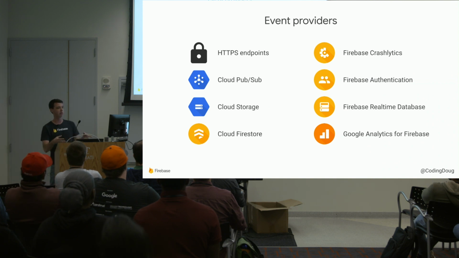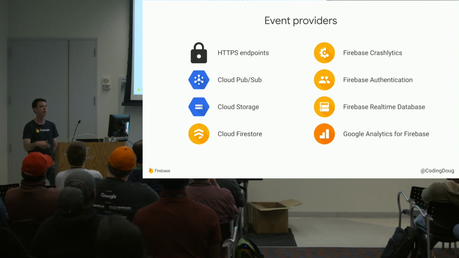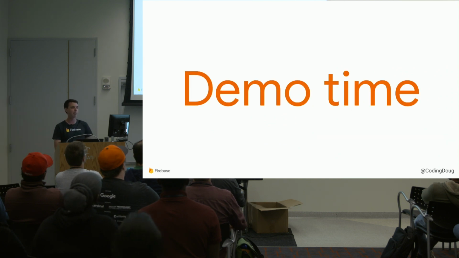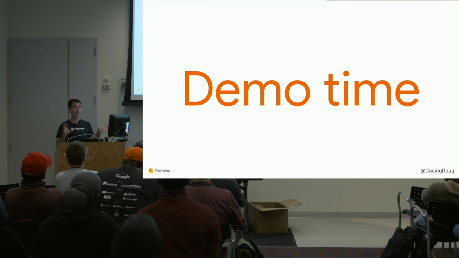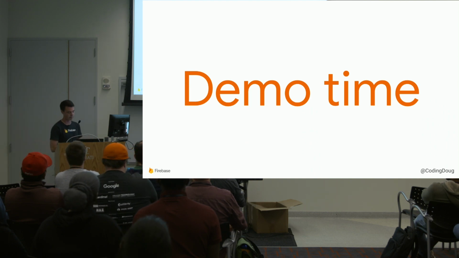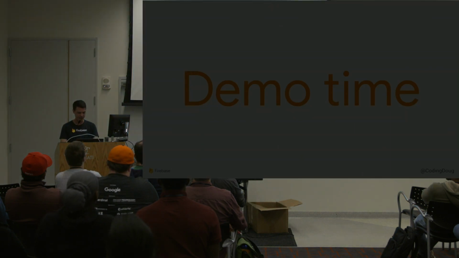So if a user does something in your app that triggers a conversion event, like a purchase, you can have some code triggered that responds to that. So that's all neat. But what I'm going to do mostly today is demo it for you. So Cloud Functions is really neat. You can talk about it all day, but I think the real power in Cloud Functions lies in what you can actually do with it.